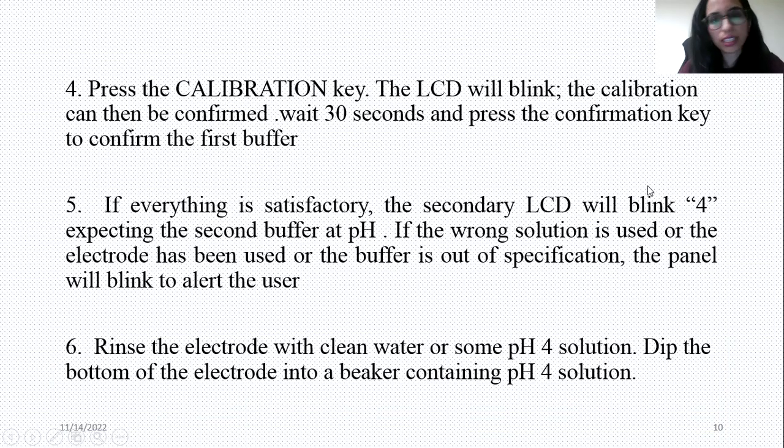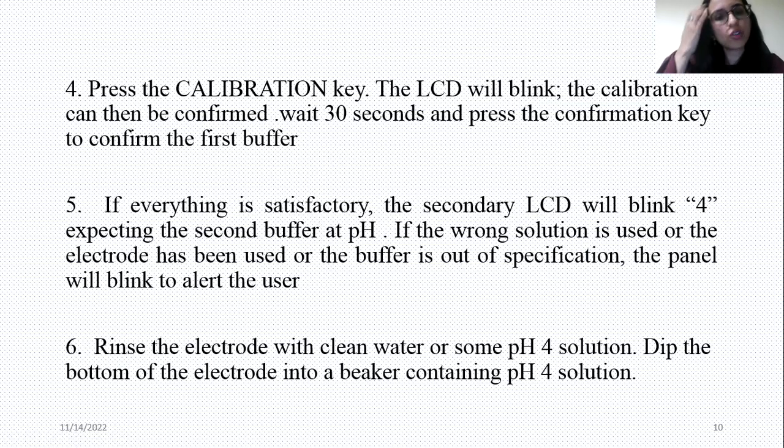Fine. If everything is satisfactory, we need to again check the LCD. If it blinks 4 after replacing the buffer of pH 7 with pH 4, we need to check the LCD value. If it is again 4, that is fine. If the wrong solution is used, the electrode has been used, or the buffer is out of specification, there will be a problem. So we need to use the buffer solution of pH 4 and 7 only. We are not supposed to use any other buffer, because if we use any other buffer, sometimes the electrode goes out of specification.